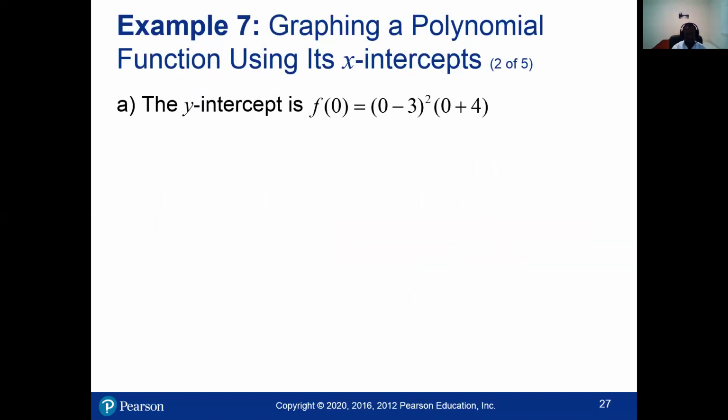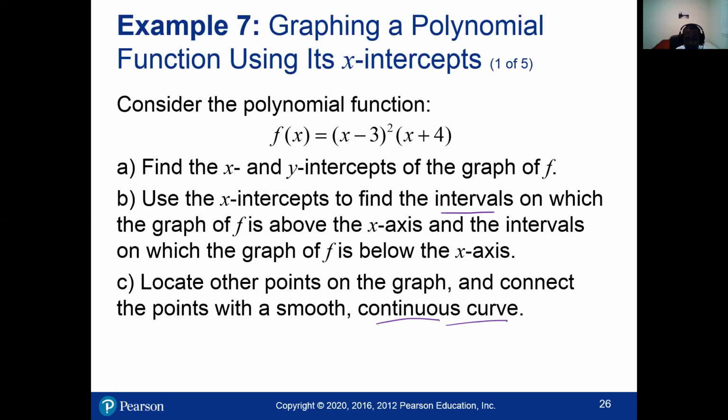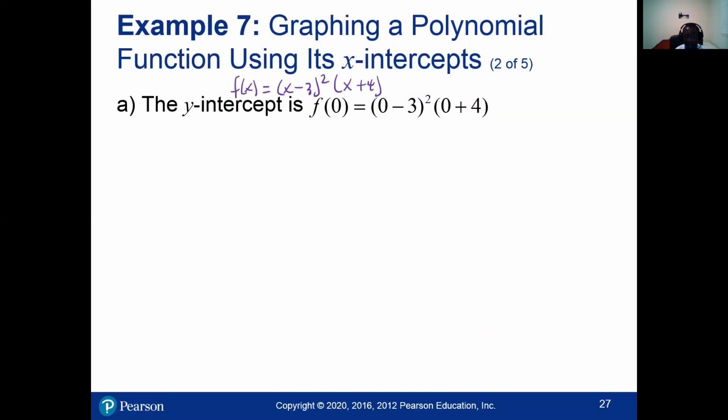All right. First, we have our function f of x is (x minus 3) squared times (x plus 4). So let's go back and check that: (x minus 3) squared, (x plus 4). That's our polynomial function. So what is the y-intercept?